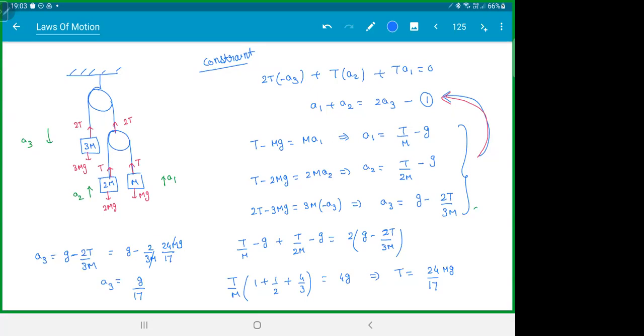Free body, constraint equation, force equation, solve. And the general theme is eliminate A1, A2, A3 in one go. You'll get everything in T terms. T aa jayega, then put T back, you'll get whatever acceleration you want. This is how you handle this. But time consuming. You have to solve 4 equations.